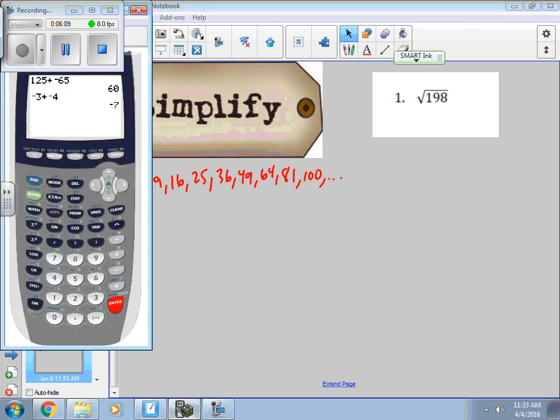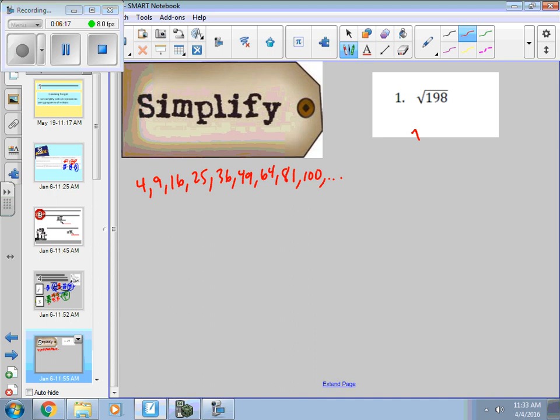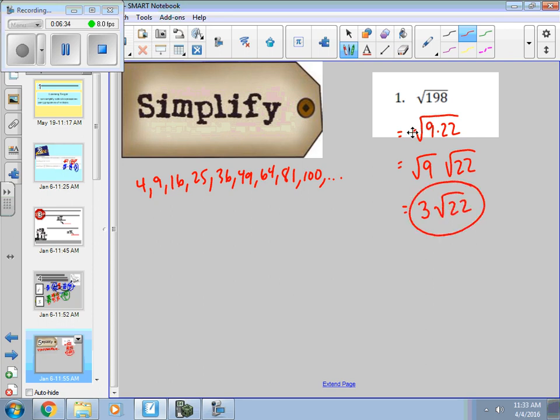So if we take 198 divided by 9, it's 22. So another way we could write this problem would be square root of 9 times 22. 9 times 22 is 198. Then using our product rule, we can split it up as square root of 9 and square root of 22. And we know square root of 9 simplifies to 3. So the answer would be 3 square roots of 22.